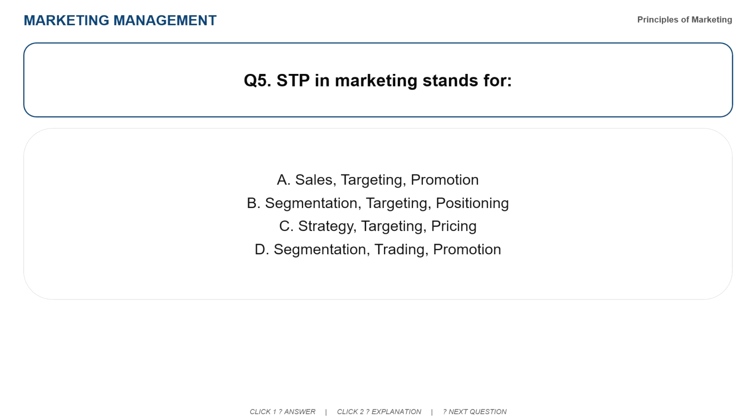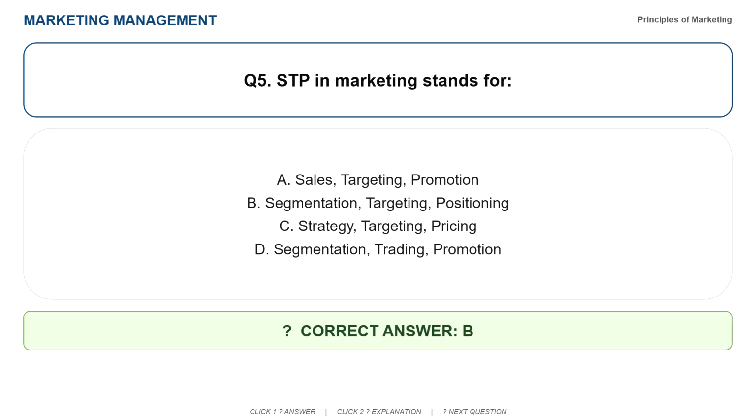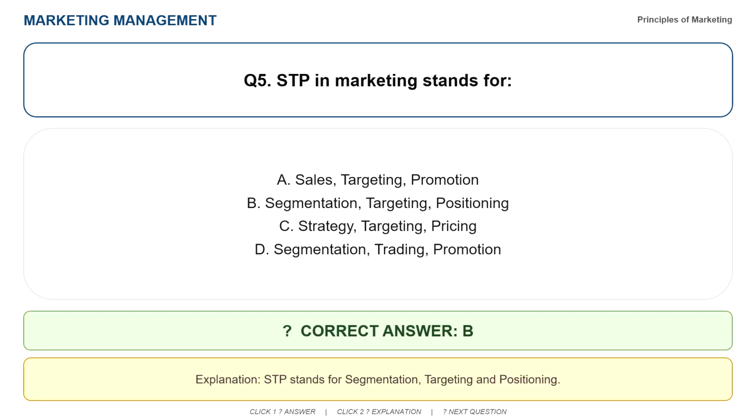Question 5. STP in marketing stands for: Option A, sales, targeting, promotion. Option B, segmentation, targeting, positioning. Option C, strategy, targeting, pricing. Option D, segmentation, trading, promotion. The correct answer is B. Explanation. STP stands for segmentation, targeting and positioning.